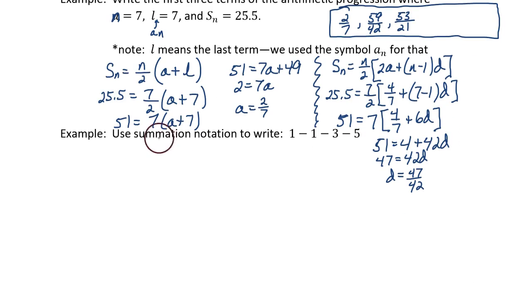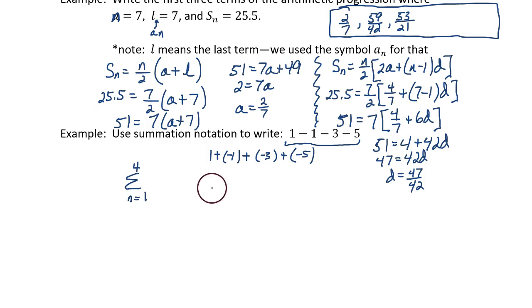Final example. Use summation notation to write out this series of numbers. If it bothers you that there's minus signs, think of it as 1 plus -1 plus -3 plus -5. Maybe that looks more like a sum to you. We're asked to use summation notation, so you write a sigma symbol, then choose any variable you'd like to be the index. I'm going to choose the letter n, and I'm going to count that from 1 to 4 because there are 4 terms in our series.